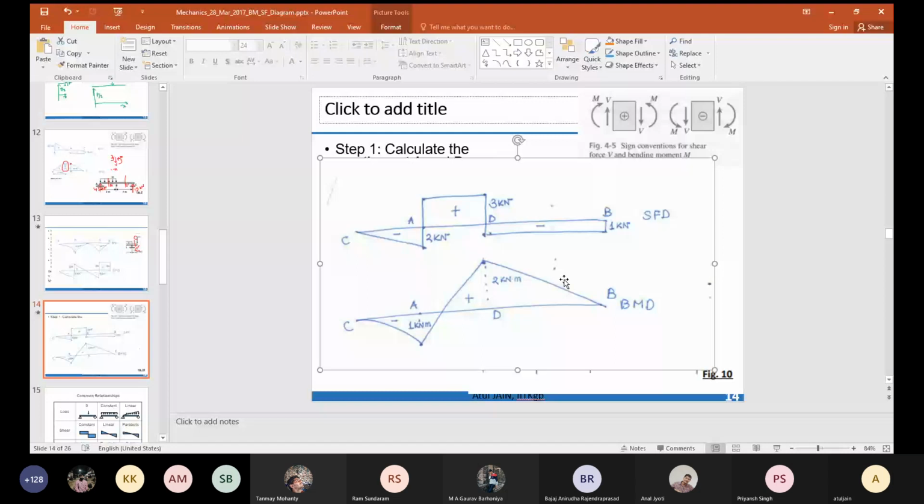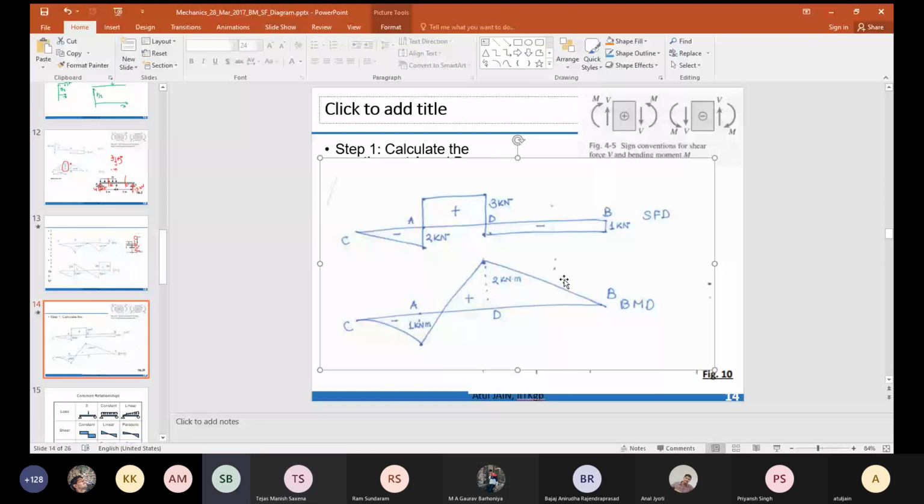I have posted the correct answer. Please have a look. Yes, sir, I am getting the same graph.